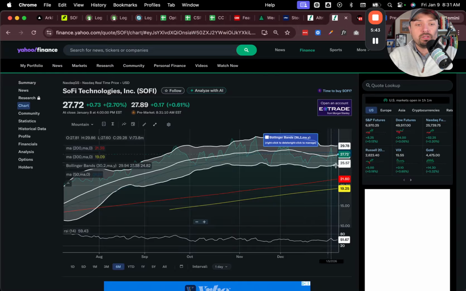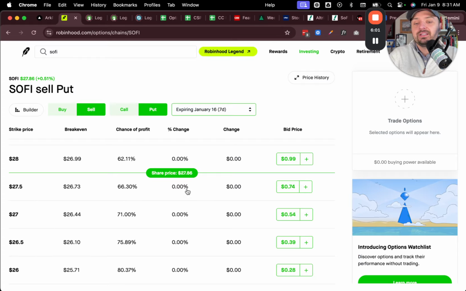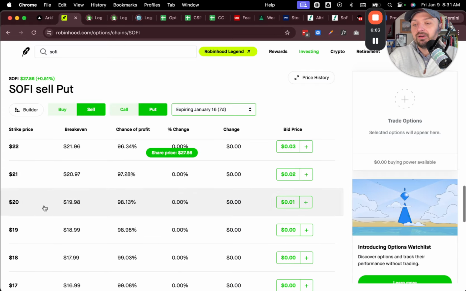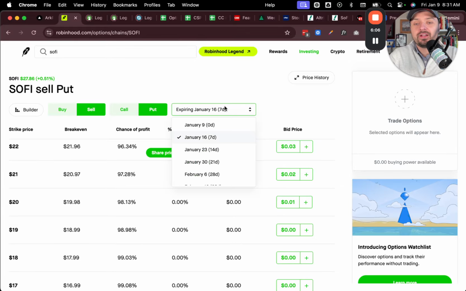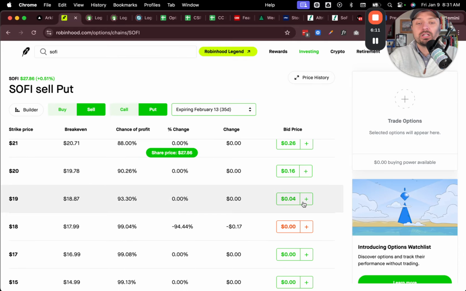Right here, we can see we're right around that 50-day moving average. I want to sell my puts below the 50-day moving average preferably, but I would especially love to sell my puts at the 200 and 300-day moving averages if possible. Now, if I go look at the 21s and 19s, you ain't getting it. There's no juice to be had. Even if I go out 35 days, do we even get $4 for locking up $1,900? It's not going to happen. I'll show you guys another example in just a moment. Sometimes it's just not possible.